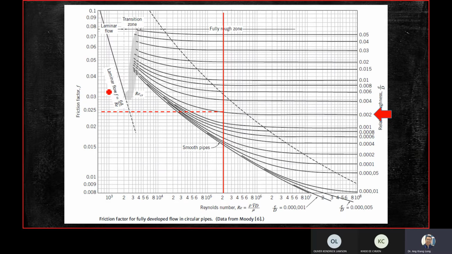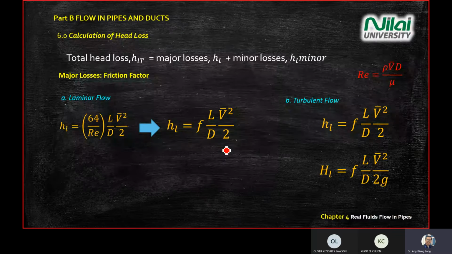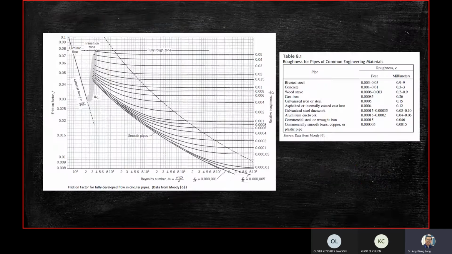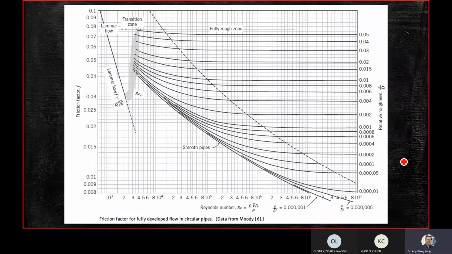So this F value, what is the application? You substitute in this equation, H_L equals F L over D times V squared divided by 2. This F is from the Moody Chart. Clear? Cool, clear? How do you know how to find F from the Moody Chart?